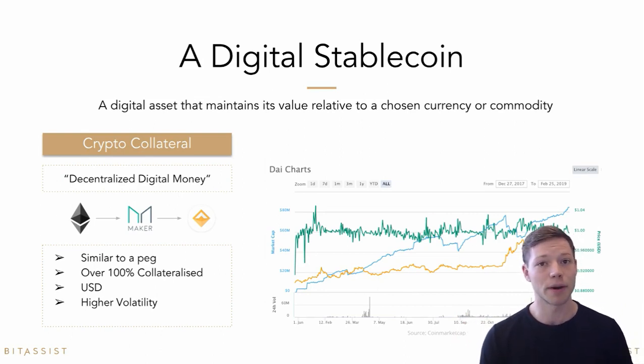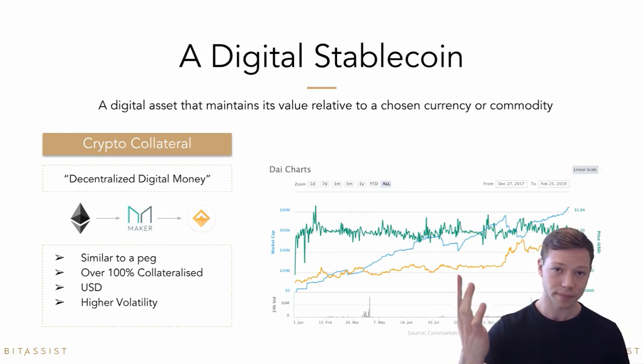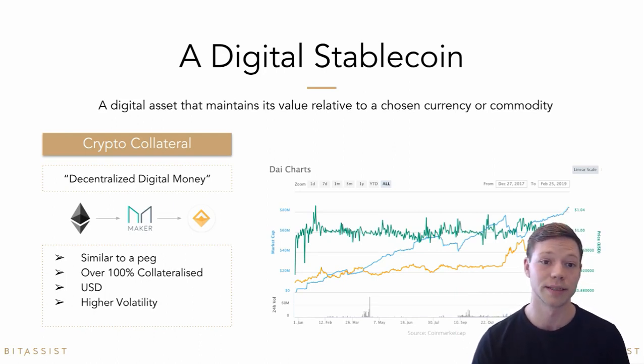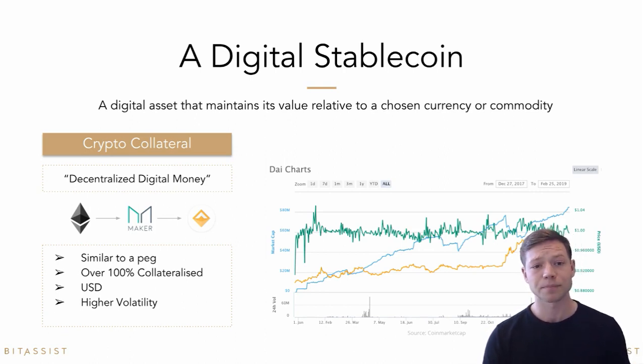In terms of the output, it's similar to a peg. We keep the value close to, in this case, MakerDAO Dai, we keep the value close to $1. Unlike a traditional collateralized stablecoin, we have more than 100% of the value actually locked up. Slightly high volatility, as you can see on the right hand side of the page, although quite successful at maintaining a peg to the dollar.